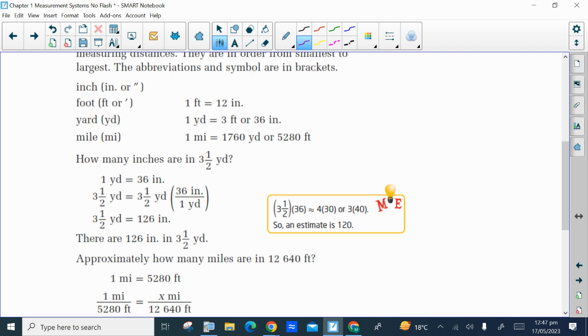The next one is a yard. There are 3 feet in a yard, or 36 inches in a yard. Remember, each foot is 12 inches, so 3 feet is 36 inches. Again, that's on your formula sheet. And then the biggest one is a mile. There's 1,760 yards in a mile, or 5,280 feet in a mile.